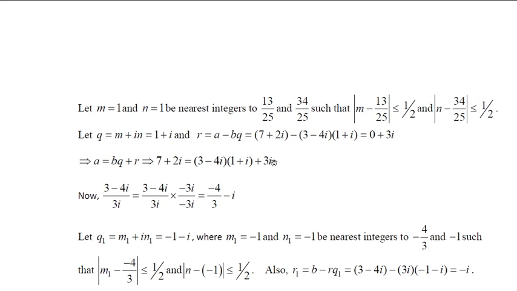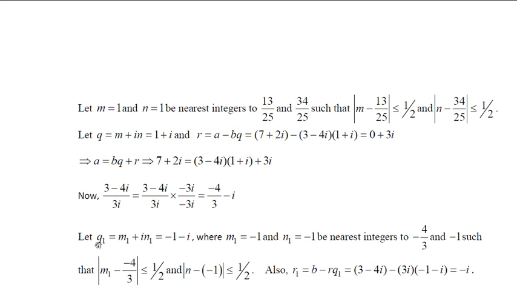Now, by the division algorithm, again you divide. Taking your new divisor as 3i and your new dividend as 3 minus 4i, 3 minus 4i divided by 3i, on multiplying and dividing by the conjugate of the denominator, you will get minus 4 by 3 minus i. Now we have to choose, this is your new S and this is your new T. Your new S is minus 4 by 3 and new T is minus 1.